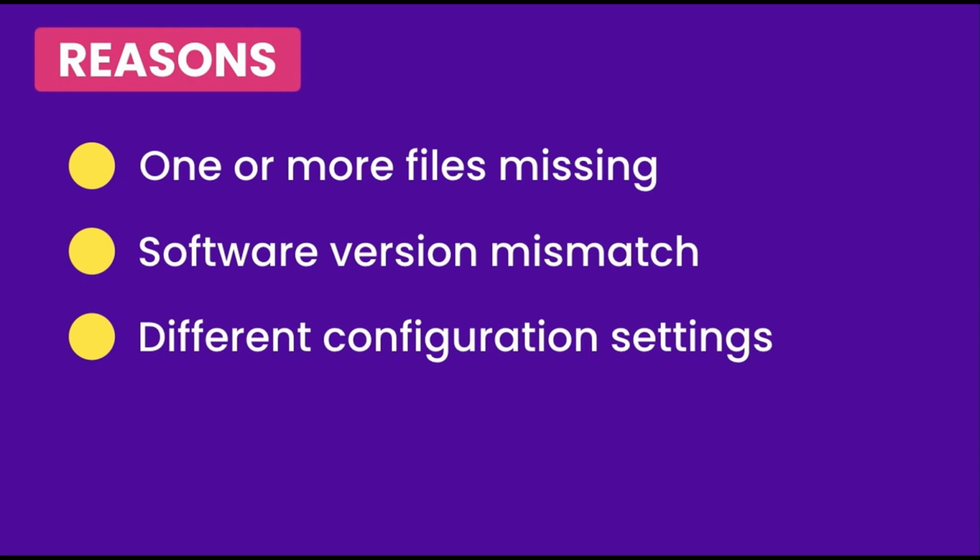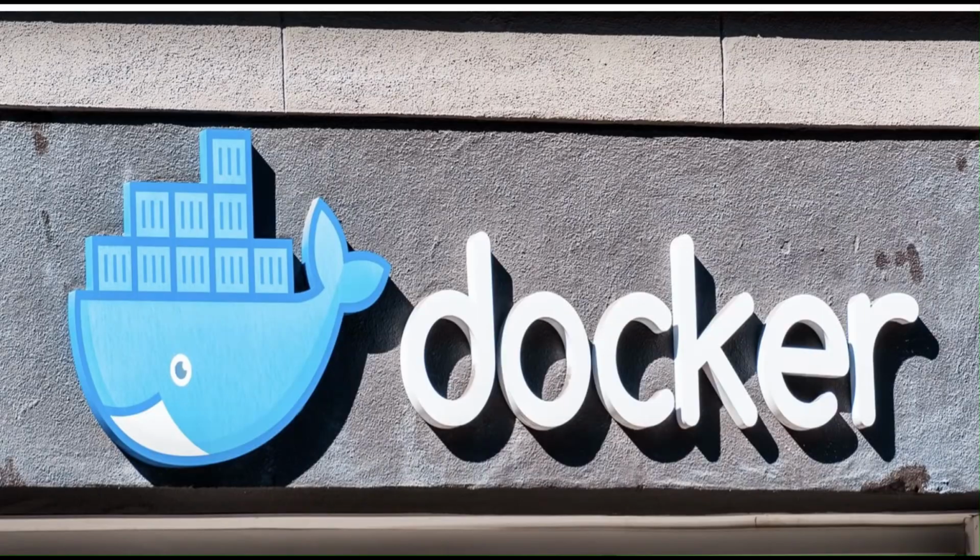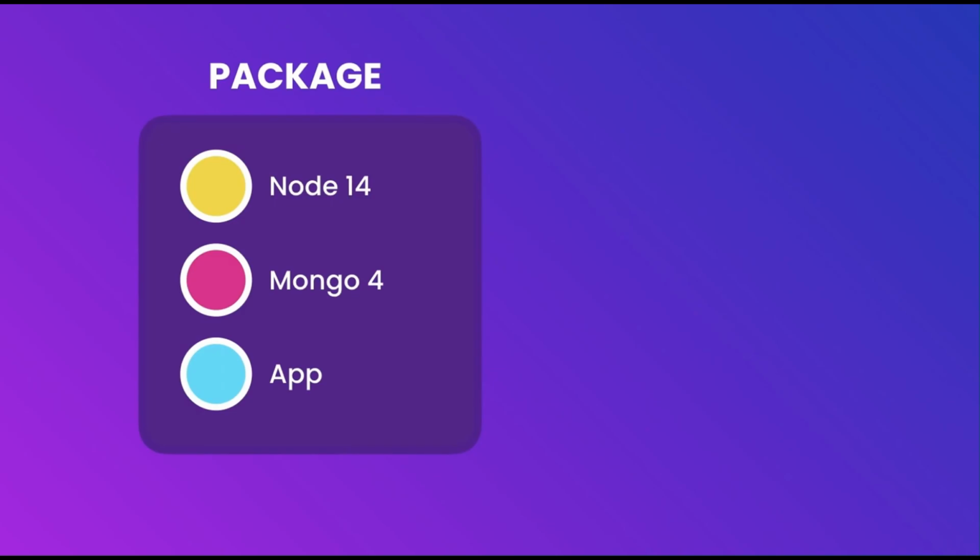It's missing something. This can also happen if the target machine is running a different version of some software that your application needs. Let's say our application needs Node version 14, but the target machine is running Node version 9. This can also happen if configuration settings like environment variables are different across these machines. And this is where Docker comes to the rescue.